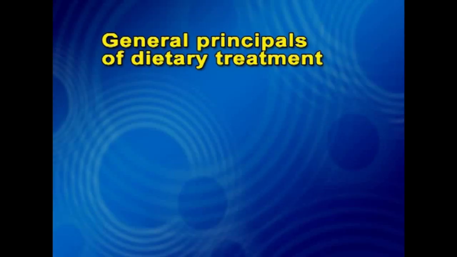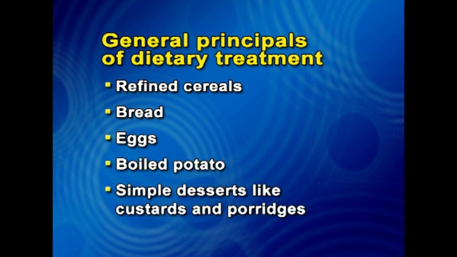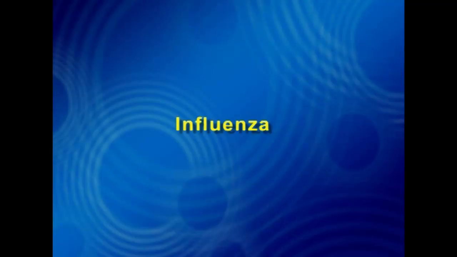Liquid diets are helpful in meeting water and electrolyte requirements. Because of intestinal inflammation, fiber and spices must be eliminated in the diet. Refined cereals, breads, eggs, boiled potato and simple desserts like custards and porridges can be given. Now, next we will talk about another short duration fever, that is influenza.